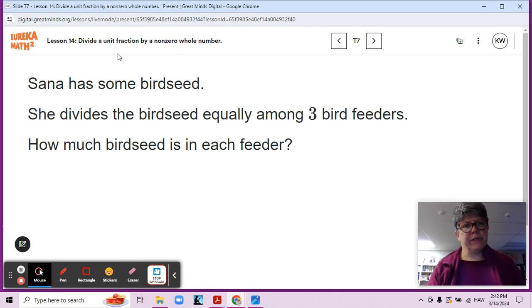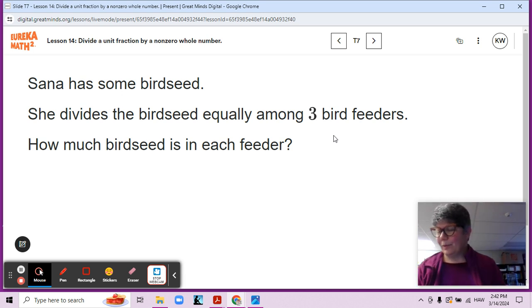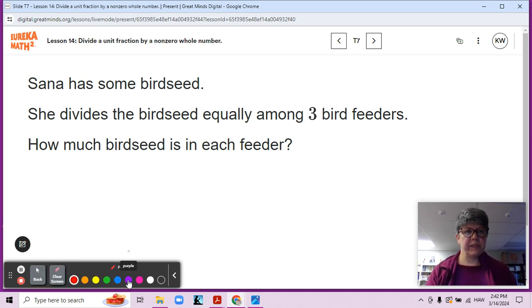She has some birdseed. She divides it equally among 3 bird feeders. Do we have enough information to solve this problem? No, we don't. So we don't know how much bird seed we're starting with. Now, what if we said that she has 6 pounds of bird seed? So instead of some bird seed, let's say we're starting with 6 pounds of bird seed, right? Okay, now do we have enough information?